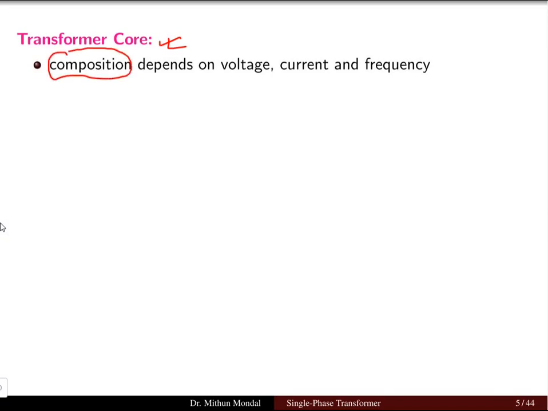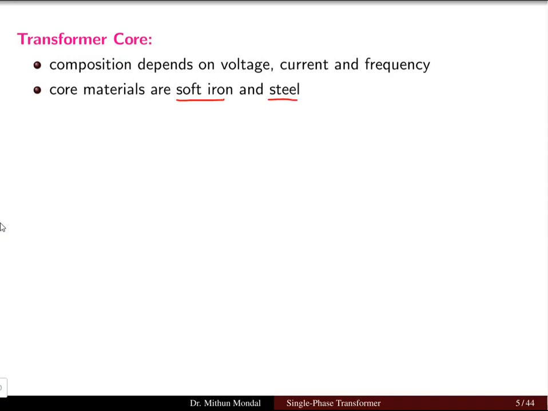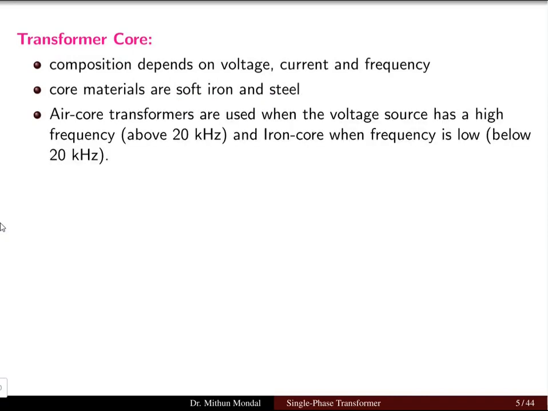If we talk about the transformer core, the composition of the material with which the core is made up depends upon the voltage at which the transformer needs to be operated, the associated current, and the frequency of the supply. The core materials are usually made up of soft iron and steel. Now, depending upon the use of the transformer, if it has to be used at a very high frequency, above 20 kHz, then we prefer an air core transformer. However, when the frequency is below 20 kHz, we prefer an iron core transformer. Here the term iron just means that we will be using a magnetic material whose permeability is high.